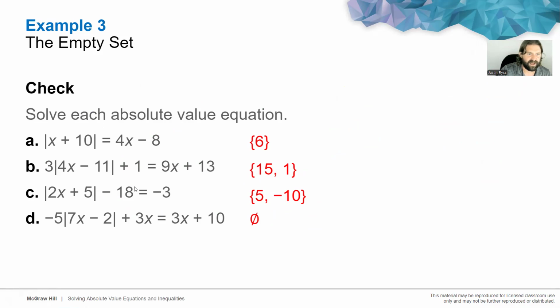Number C, very similar. You're going to add the 18 over, do the absolute value, split up into 2 problems, plug them both in, check, it works. And last one, D, even though it's long and scary, it doesn't mean it's going to be anything mean. You're going to minus the 3x, divide by a negative 5, split it up, end up getting 2 answers that don't work.